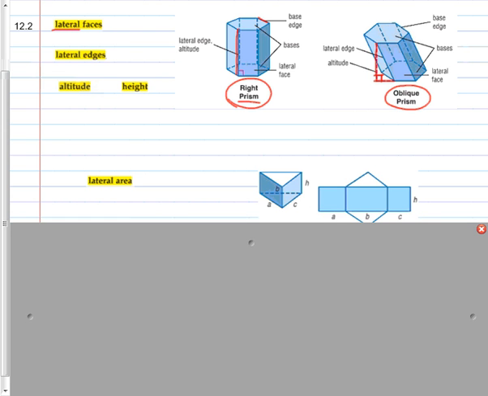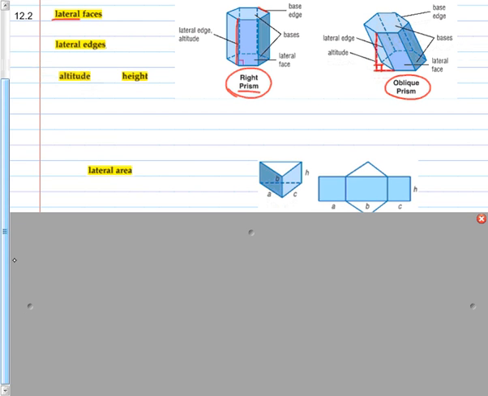Lateral areas. Let's see if we can come up with a formula for lateral areas. Here they have taken a triangular prism. Now up here, what shape is the base? It's a hexagon. So I have a hexagon right over here. This is a hexagonal prism. We take the shape of the base to name our prism. So this is a what type of prism? Triangular prism.